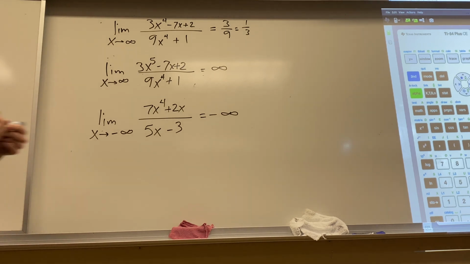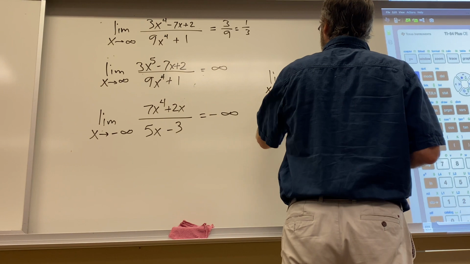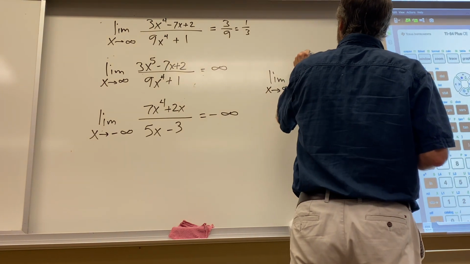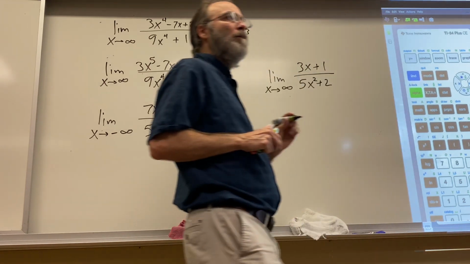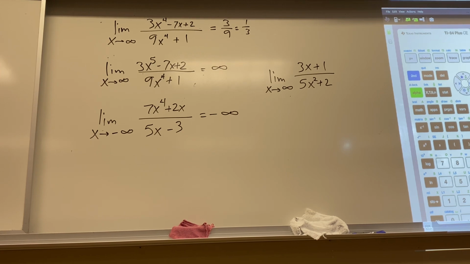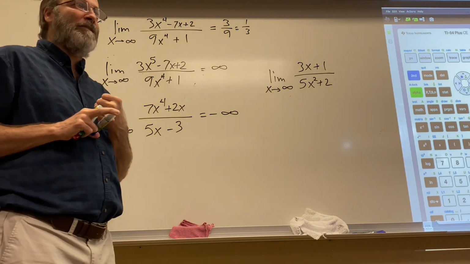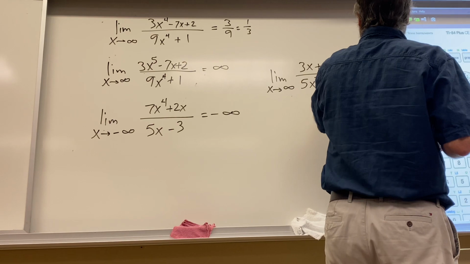Okay, and then what if we have limit as x goes to infinity of 3x plus 1 over 5x squared plus 2? Would be 0. Does everybody agree with that? Who's gonna win the tug of war here? The bottom's gonna win the tug of war, it's always trying to pull things to 0. And here we don't have to worry about plus or minus, because there is no plus or minus 0. It's just gonna be 0.